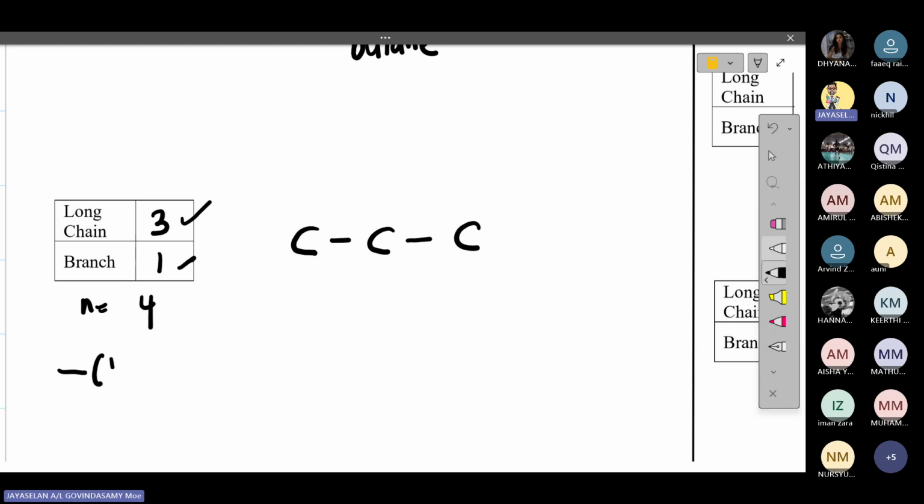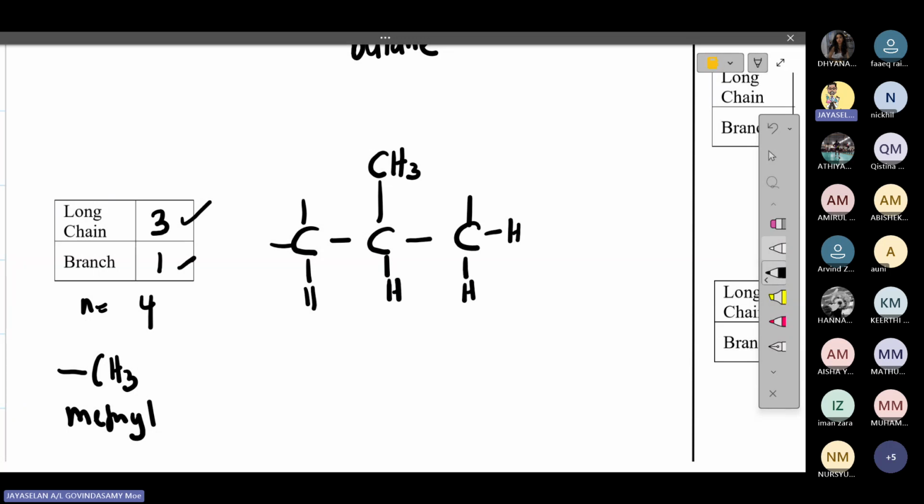Long chain sudah dapat. Now I want to put branch. So what is branch? CH3 is branch. What is the name of the branch? Methyl. So the branch must be present between first carbon and last carbon. Sini tak boleh, here. So I put the branch. So total N is 4. Each carbon must have 4 bonding. 1, 2, 3, 4. 1, 2, 3, 4, 5, 6, 7.